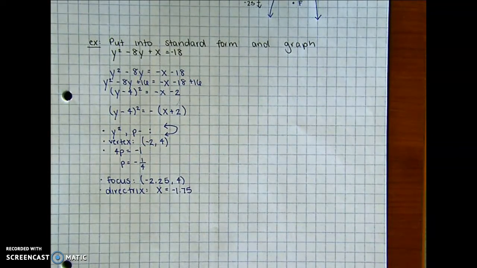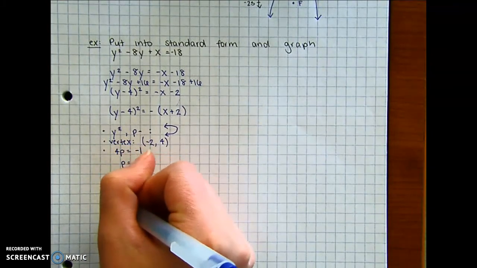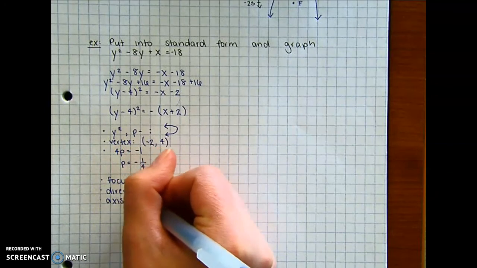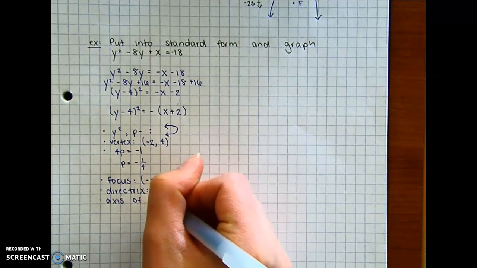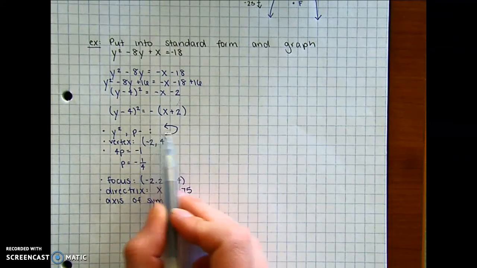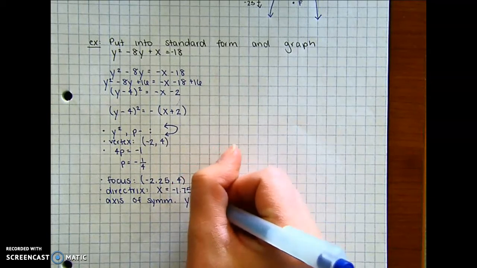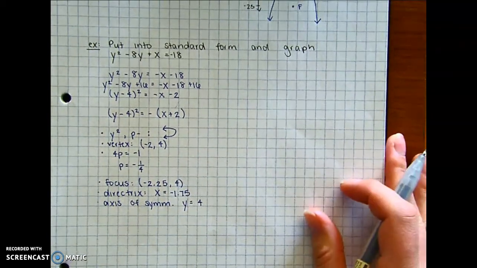Okay, we could even do the axis of symmetry. I guess we didn't do that above. You need to know the axis of symmetry. The axis of symmetry, because it's going to go through the vertex, but horizontally, it will be y equals 4. Alright, so now let's graph all of that.